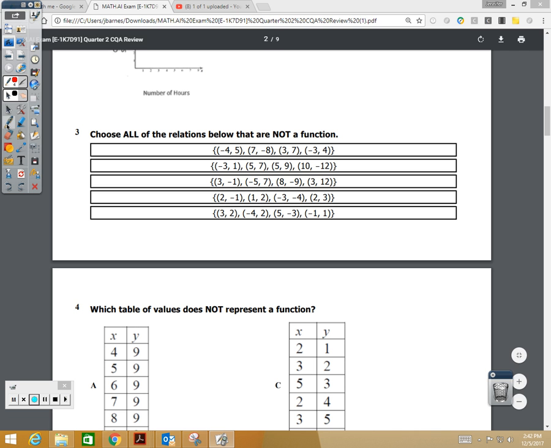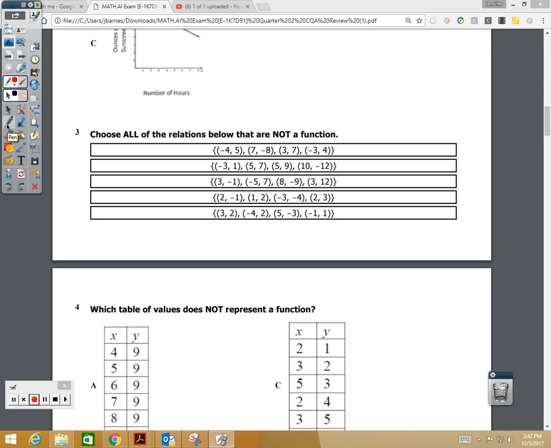So in question 3 it says, choose all of the relations below that are not a function. So when you're looking for things that are a function and not a function, if it's not a function, then that means that the x value repeats. There's more than one of the x value. So looking at the first one, only at the x values. I could care less about the y values. -4, 7, 3, and -3.